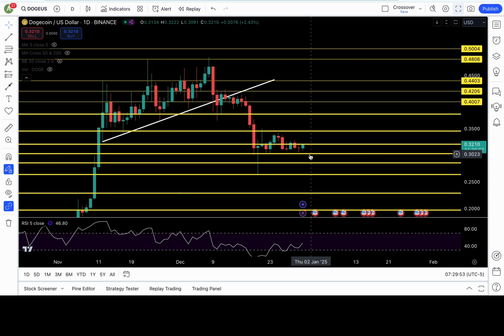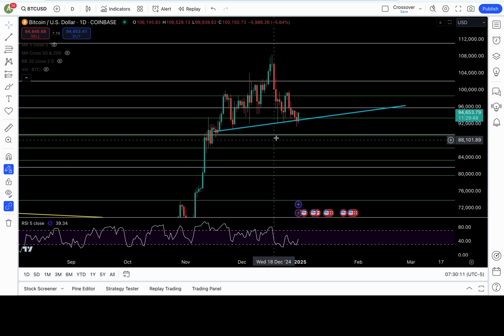30 cents to 34 cents is still the chop range. I'm watching for the break. Okay, 34 cents clear, I'm going long. 30 cents fail, I'm not going to short, but that will just mean it's very bearish. We'd have to wait for a better opportunity.